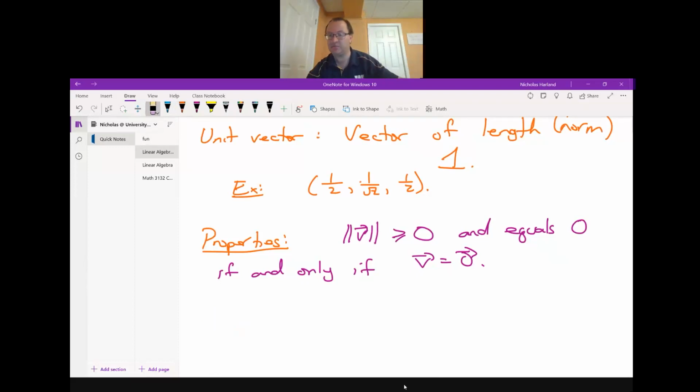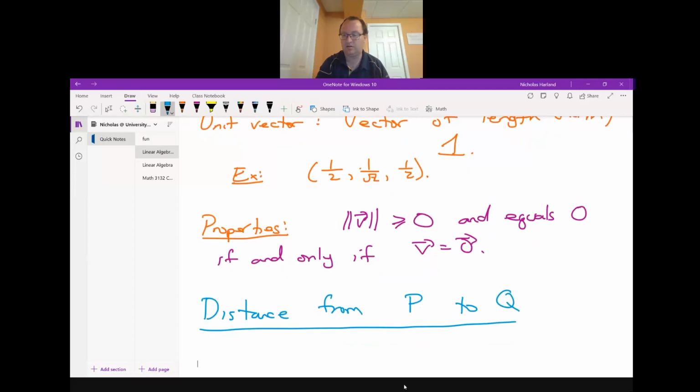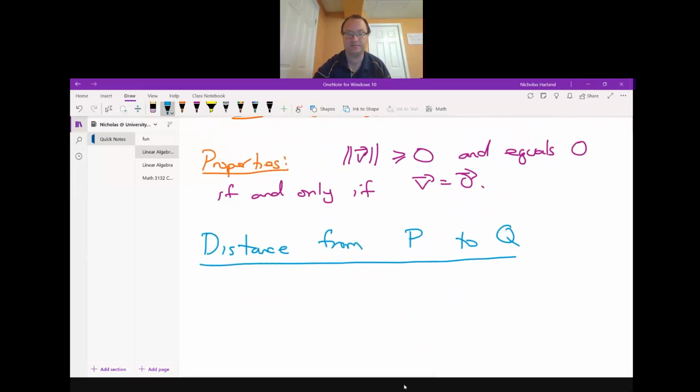Once we've talked about lengths, we can talk about something called distance. So the distance from P to Q. If we had 2 points, in 2 dimensions, 3 dimensions, heck, it can be in 9 dimensions if we wanted to, we know from a previous video we could find the vector PQ. And so in general, we can also find the distance from P to Q.